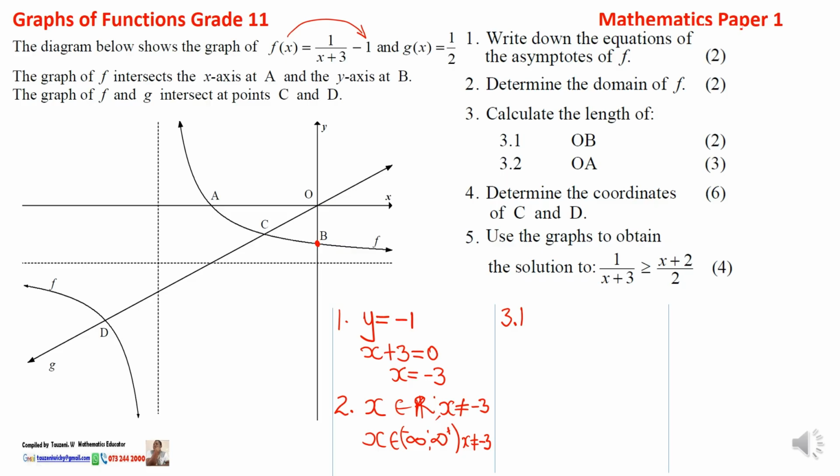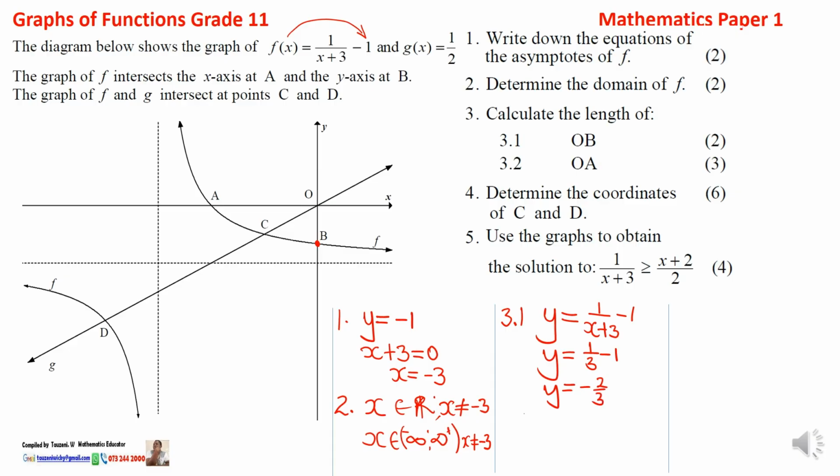To determine the y-intercept, we substitute x with 0. Our equation is y equals 1 over x plus 3, minus 1. If we put 0 in place of x, this will give us 1 over 0 plus 3, minus 1. In simplified form, y is equal to minus 2 over 3.